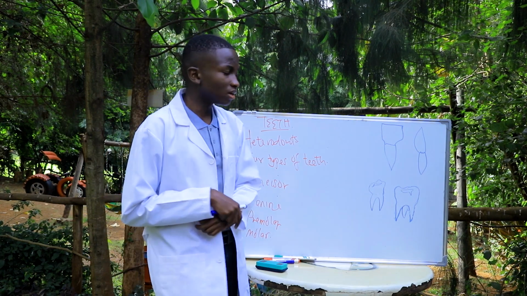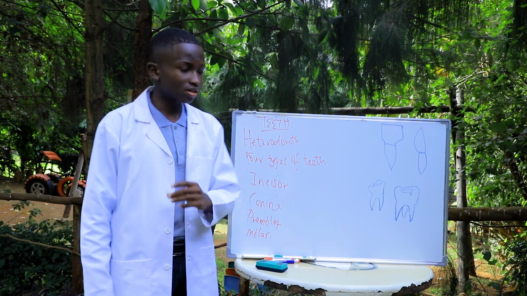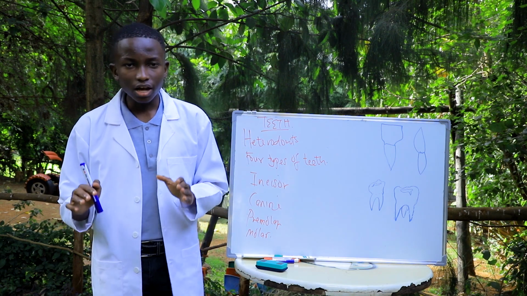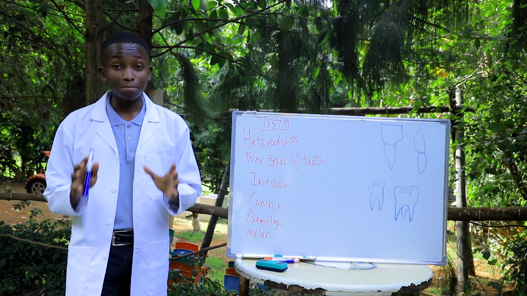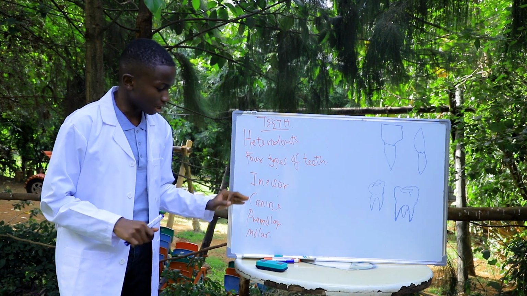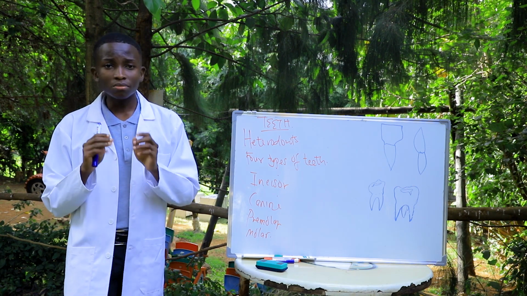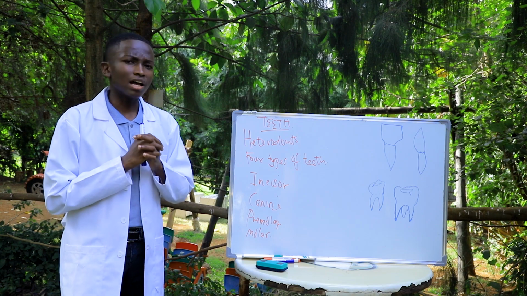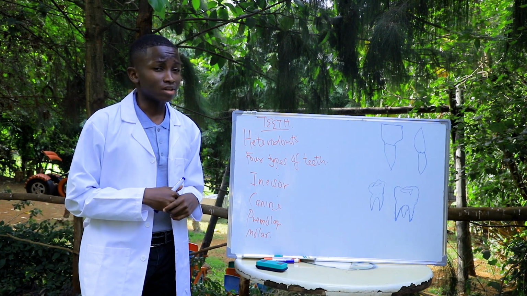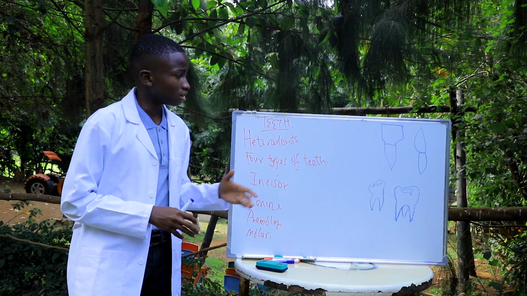Today I was planning on speaking about the four types of teeth: the incisor, the canine, the premolar, and the molar. These are the four types of teeth that the human being has. Those teeth make up the human dental formula. As you can see, I have tried to depict them, although I'm not so good in artistic work, I did my best to depict what they look like.